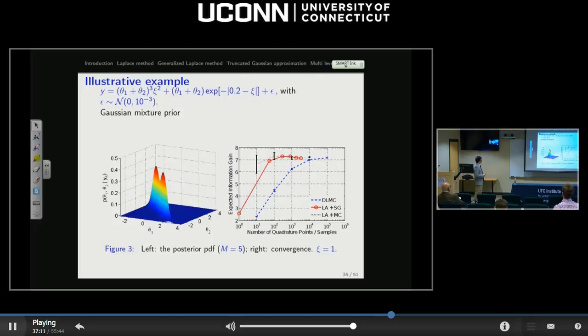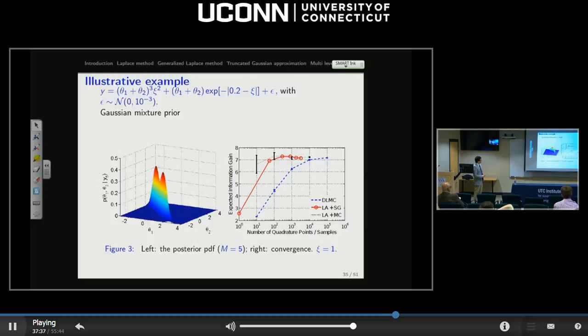It's a very simple example, and you can see that using Laplace approximation we can accelerate the computation by approximately a factor of 1000. Remember that the blue line is double loop Monte Carlo. And these two are computed by Laplace approximation combined with sparse quadrature or Monte Carlo sampling.